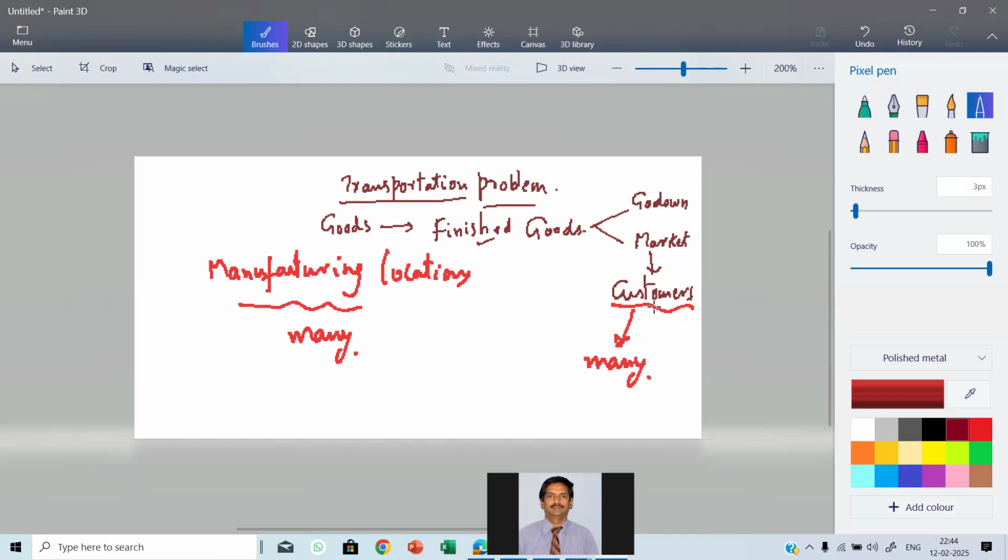Suppose the manufacturing locations I have are A, B, and let us suppose that D is also there, right? And customer locations are 1, 2, 3, or otherwise I will say C1, C2, C3. Here I will take A, B, E, D, so as not to have the C common. 4 manufacturing locations and 3 customer locations I am taking, right? Now I will take another screen and there I will explain.